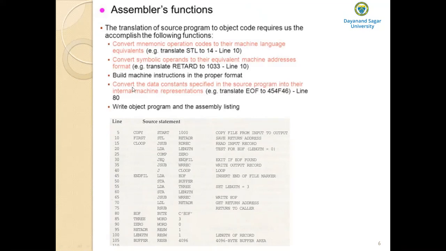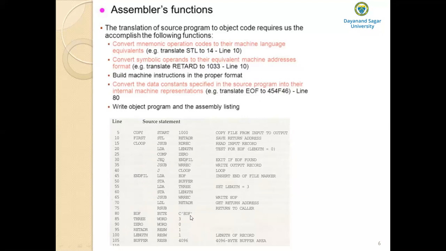We'll get to know what that format is later. The next function is to convert the data constants specified in the source program into their internal machine representation. That means you have to generate the data values defined by assembler directives like BYTE, WORD, and so on. If you observe the program below, at line number 80, we have generated a 3-byte constant. That 3-byte constant is EOF, which stands for end of file. It is generated using the BYTE assembler directive.